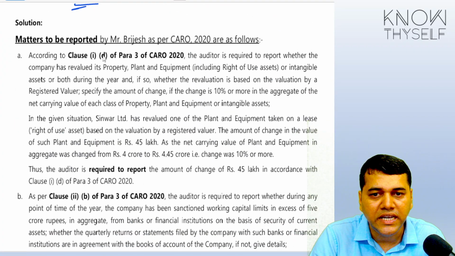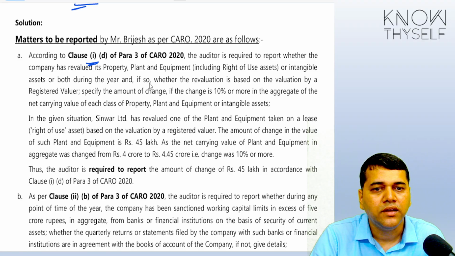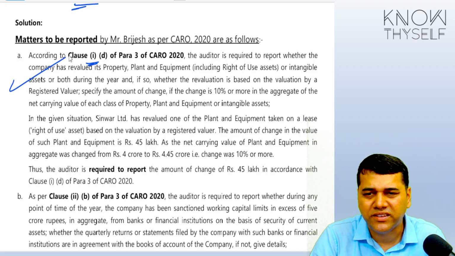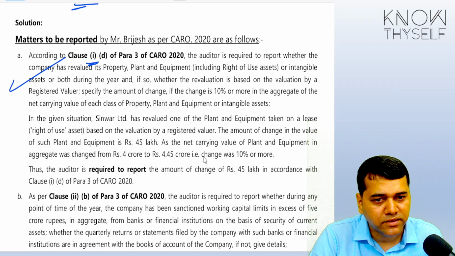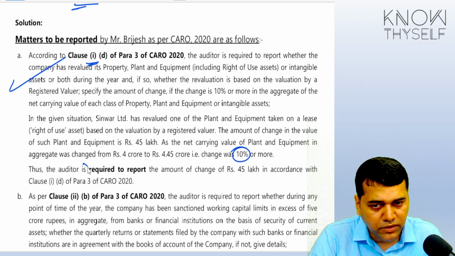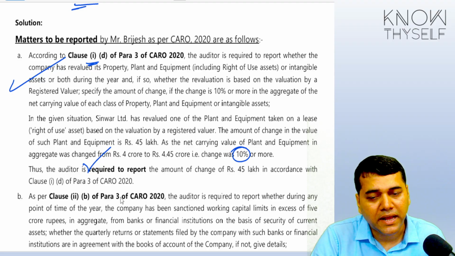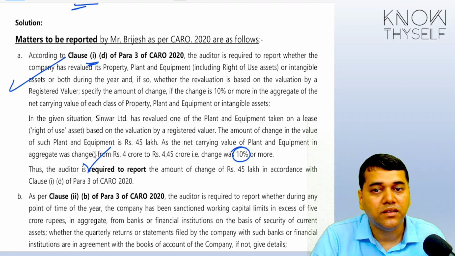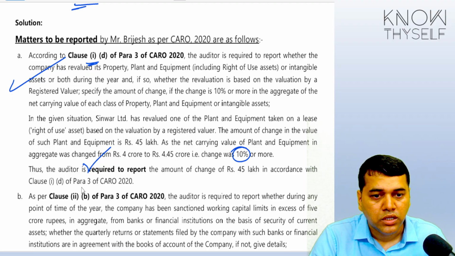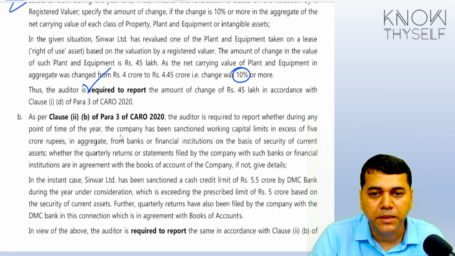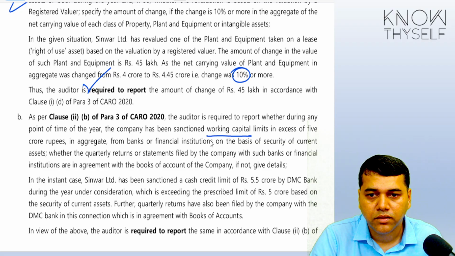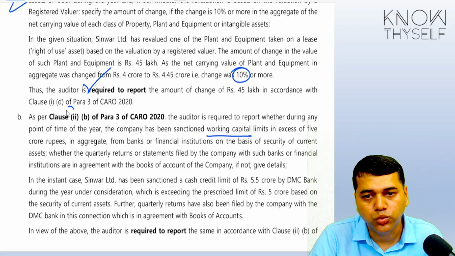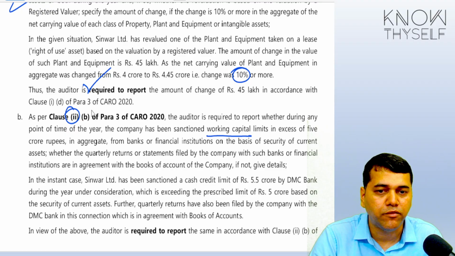Clause number 3(i)(d). Okay, the auditor is required to report about the same, para you say. In the given case, the amount is more than 10%. That's why he is required to report. Then para number 3(ii)(b). The auditor is required to report whether the company has sanctioned a working capital loan. Okay, 3.2, we are yet to come. We were in 3.1 only.